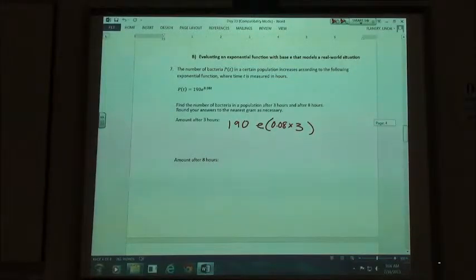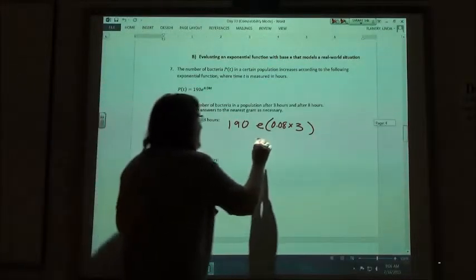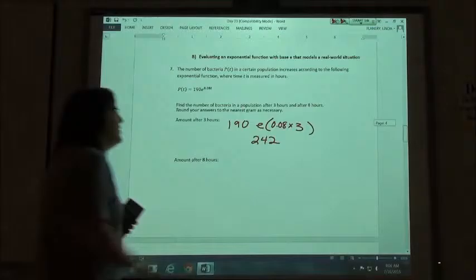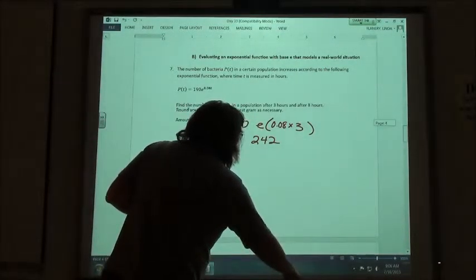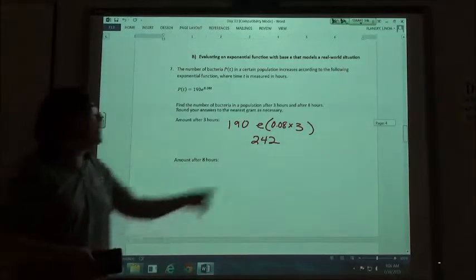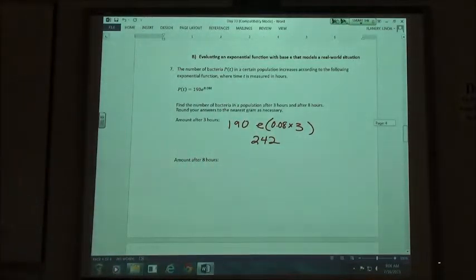And we are rounding to the nearest gram, so what are you coming up with? 242. 242, that's what I'm coming up with. And like I said, if you're using a Texas Instrument calculator, it automatically puts the parentheses for you, but on Casio, you got to put the parentheses in there.